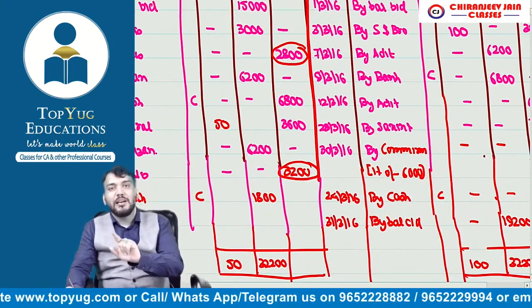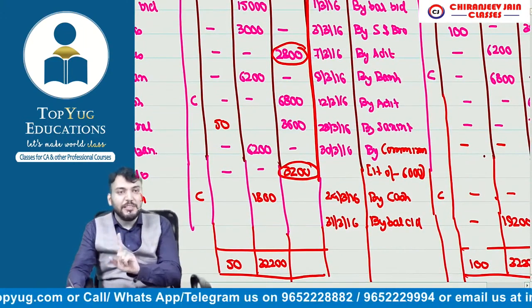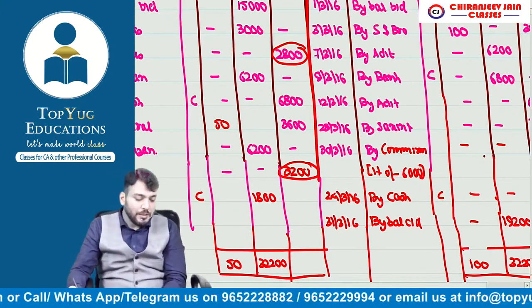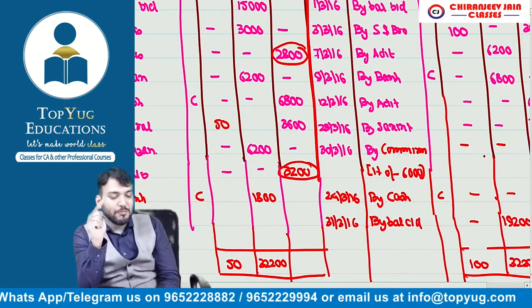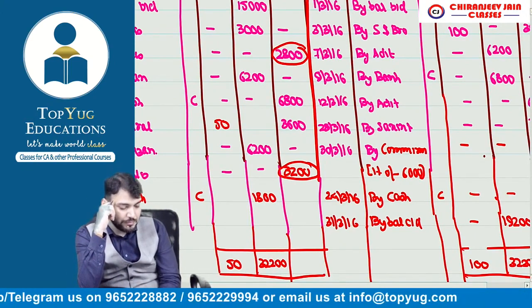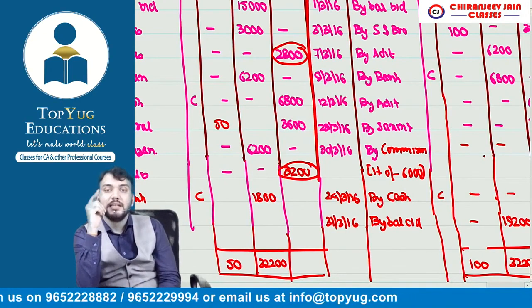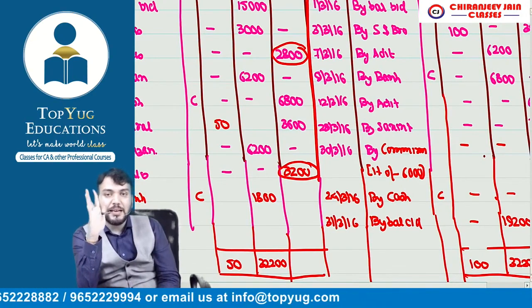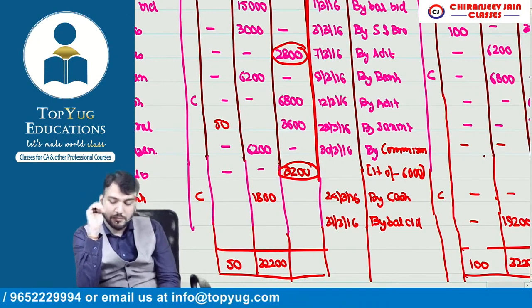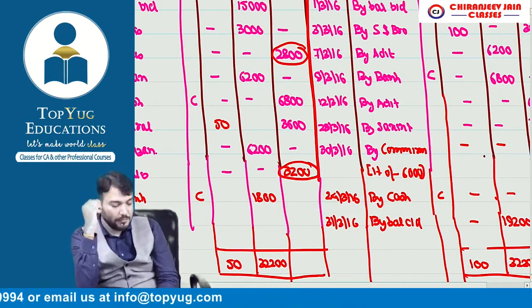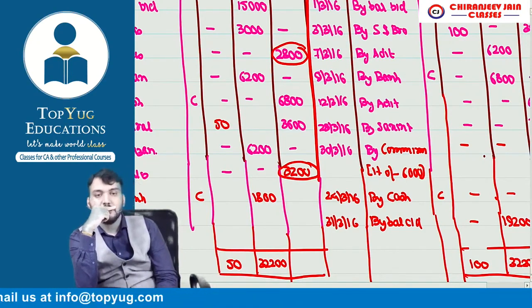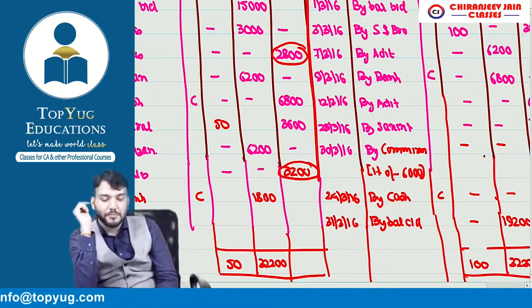Now, bank column का, can you give me which side is more, debit side is more or credit side is more? Everyone, डेबिट साइड ज्यादा है कि क्रेडिट साइड ज्यादा है बैंक का?